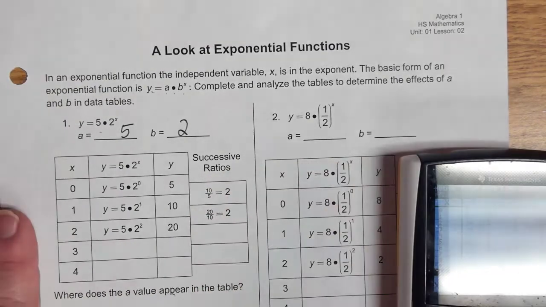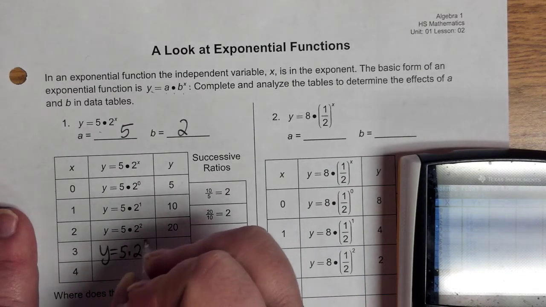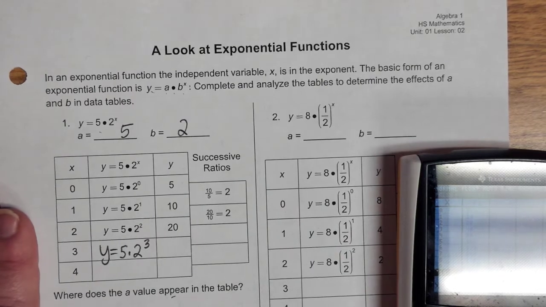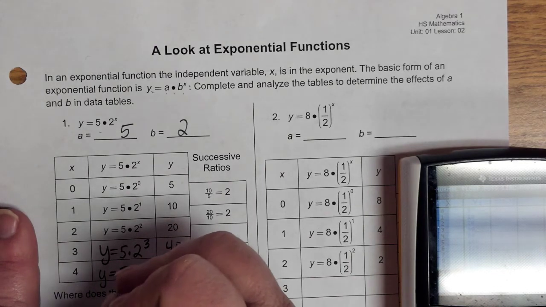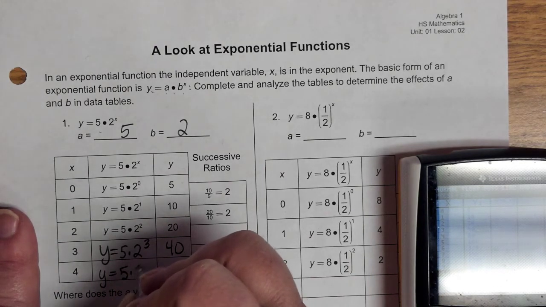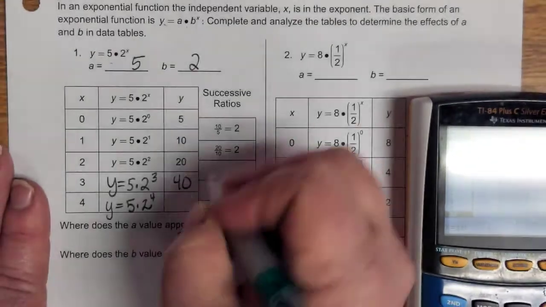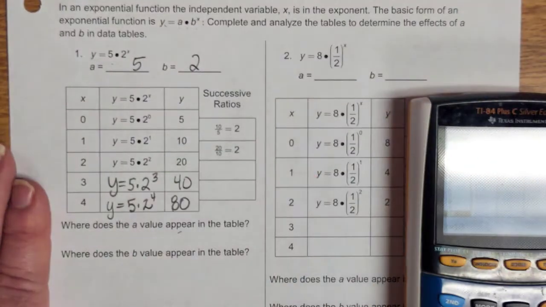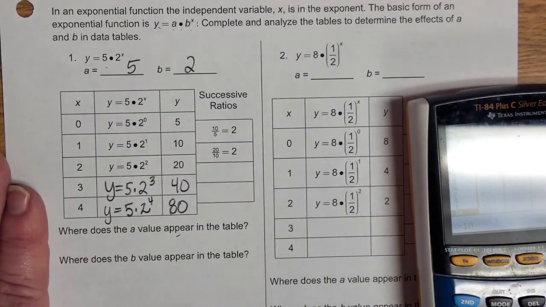So we're going to go ahead and complete this. y equals 5 times 2 to the third power. What's that going to be? When x is 3? 40. And then we have y equals 5 times 2 to the fourth power, which will be what? 80. Okay? And so this is how we exponentially start growing.